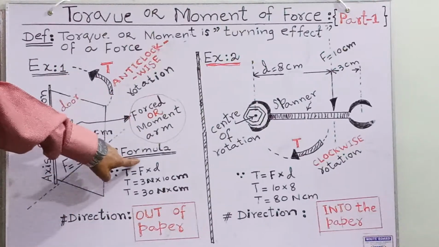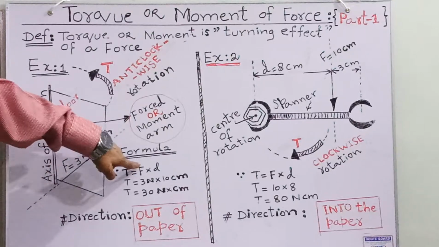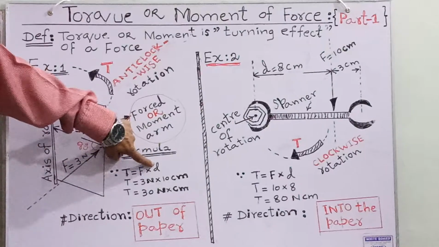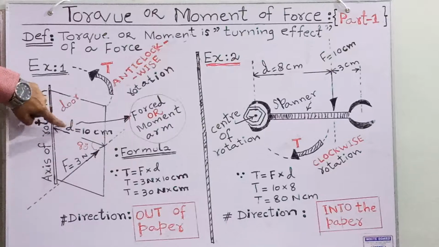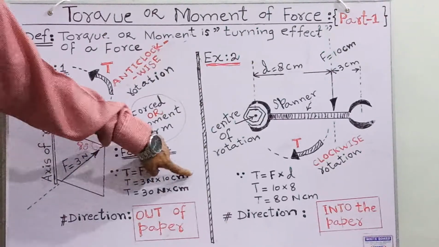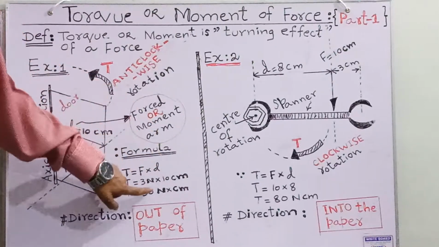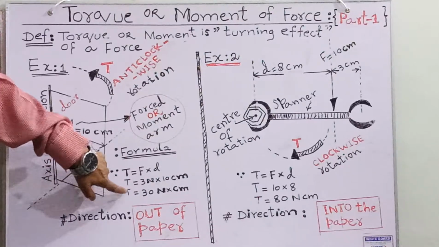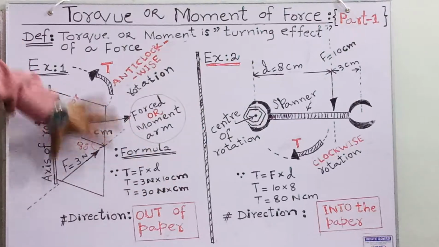Now put the value of force from the figure. The magnitude of force is 3 Newton. So what is the value of F? 3 Newton. What is the value of d, the force arm or moment arm? The value of d is 10 centimeter. So we multiply 3 by 10, and we get 30 Newton centimeter. How much is the magnitude of torque, or moment? It is 30 Newton centimeter in this example.